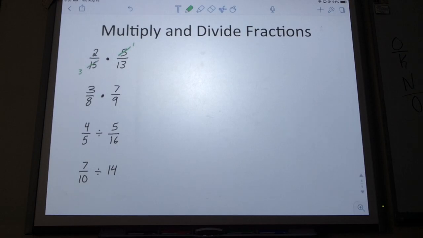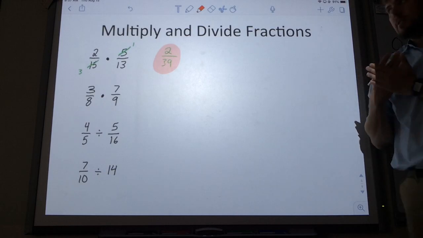Okay, so we just simplify it as much as we can, and then we multiply straight across. So 2 times 1 is 2. 3 times 13 is 39. And there's no way to simplify that, but if there was, we need to keep going. So if you could simplify 2 over 39, we would.